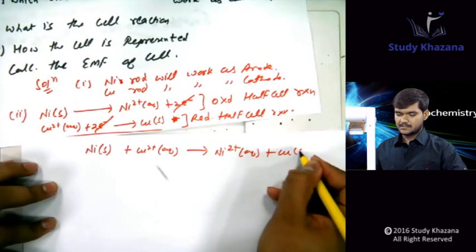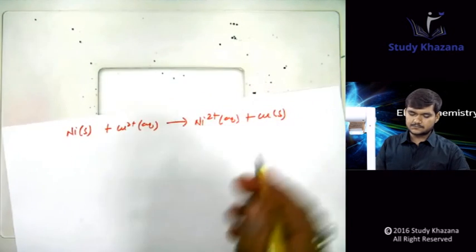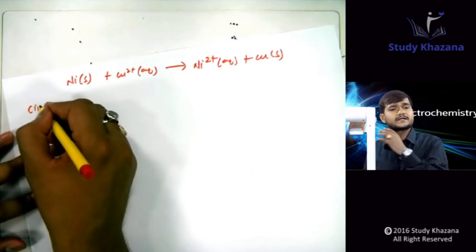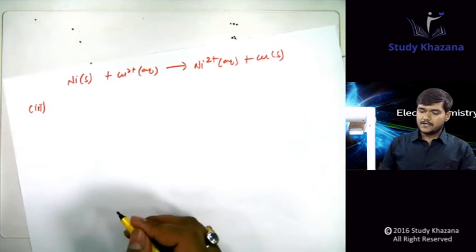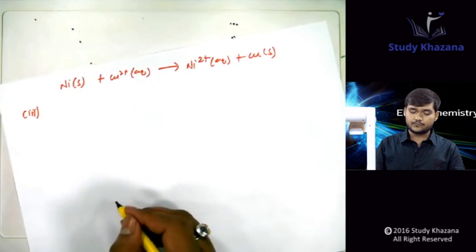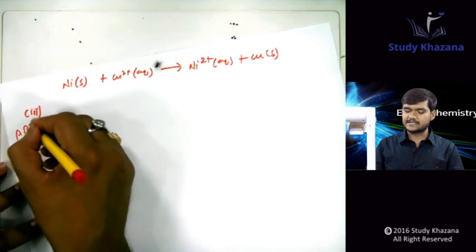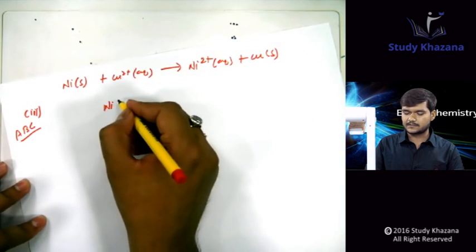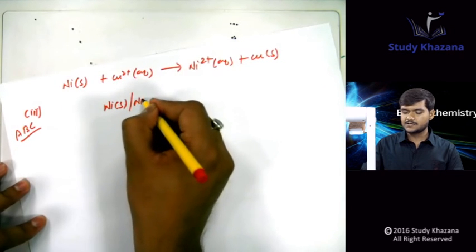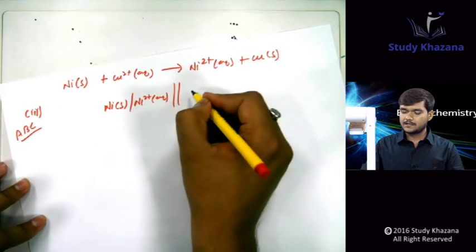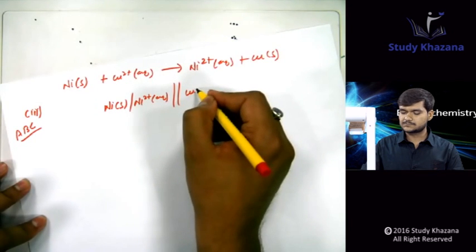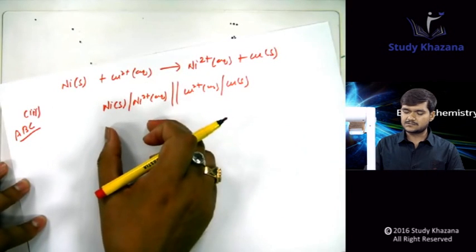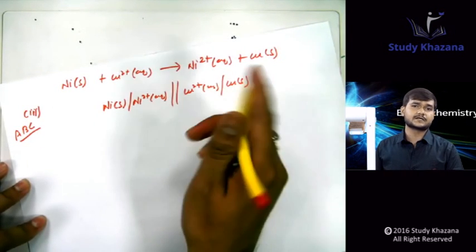Okay. Now what is the third part? Third part is how the cell is represented. You all already know the ABC rule: anode, bridge, cathode. So what is anode here? Nickel is your anode. So nickel solid will convert into nickel 2 plus aqueous, and the bridge will give you this Cu 2 plus aqueous from Cu solid. So this is anode. What is happening at anode and what is happening at cathode? This is separated by the two parallel lines that represent a salt bridge.